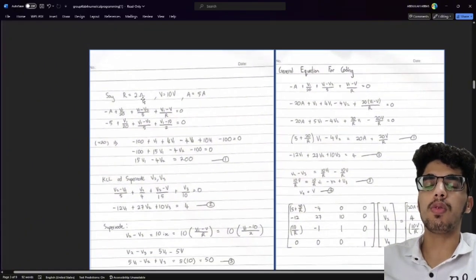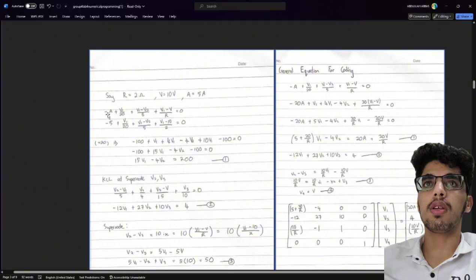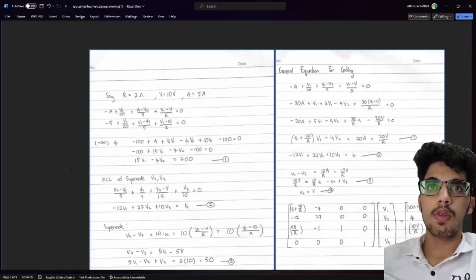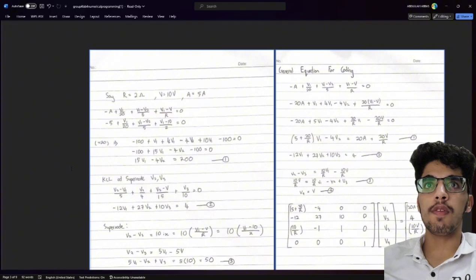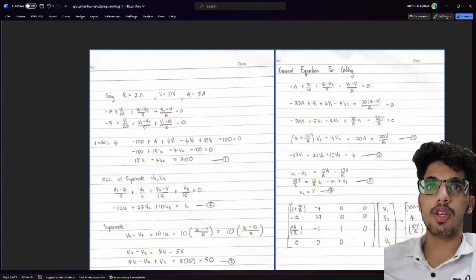We're going to start by node V1: V1 minus E plus V1 over 20 plus V1 minus V2 over 5 plus V1 minus V over R equals 0, which is minus 5 plus V1 over 20 plus V1 minus V2 over 5 plus V1 minus 10 over R equal 0.